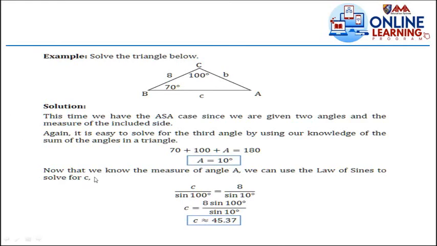Next, now that we know the measure of angle A, we can use the law of sines to solve for the remaining parts. First, we hold side c. c over sine of angle C is equal to a over sine of angle A. By cross multiplication, side c is equal to 8 sine 100 divided by sine 10 degrees. So side c is equal to 45.37.